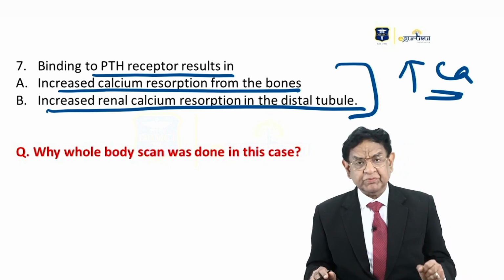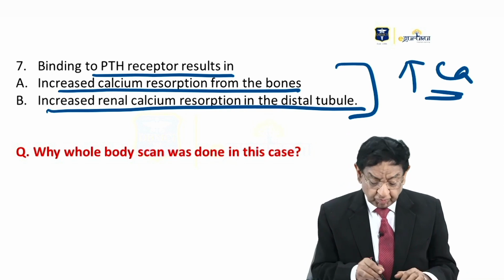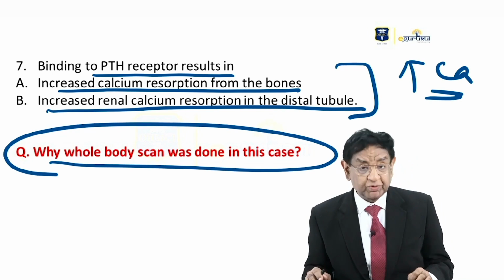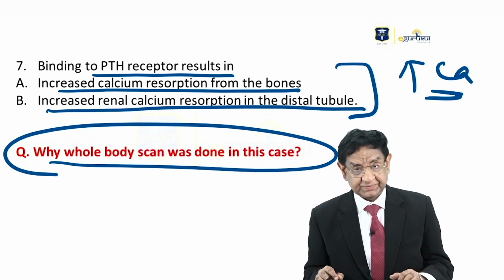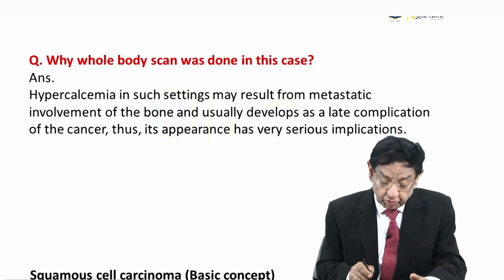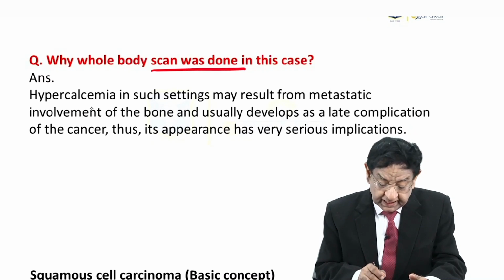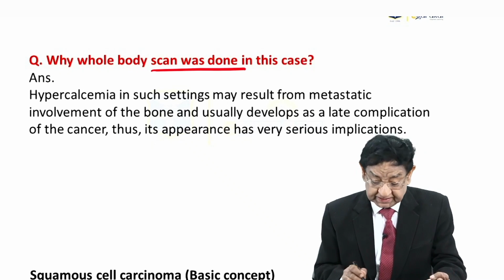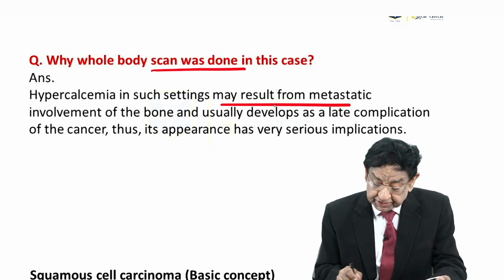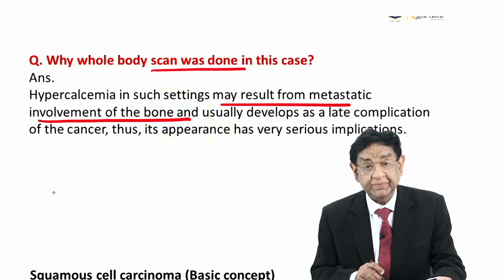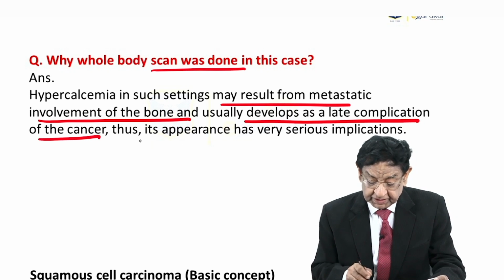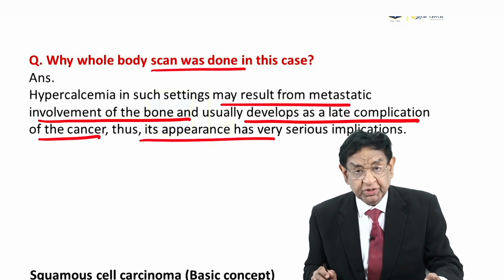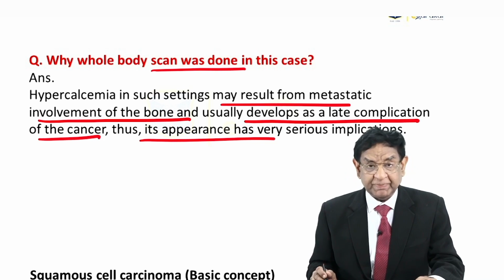But now the question is, in this patient, a whole body scan was also done. Write down the answer: why was this scan done in these cases? Well, we have seen hypercalcemia. It may also result from metastatic involvement of bone, which usually develops as a late complication of cancer. So it is very important to rule out secondaries in the bone, for which a PET scan was done.